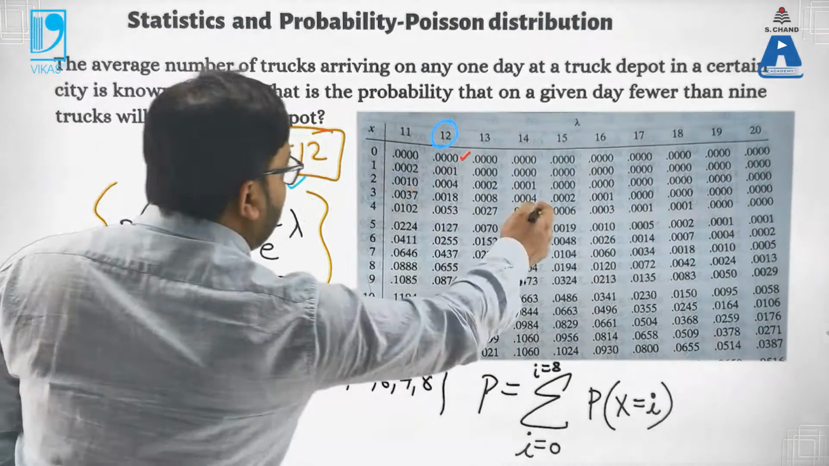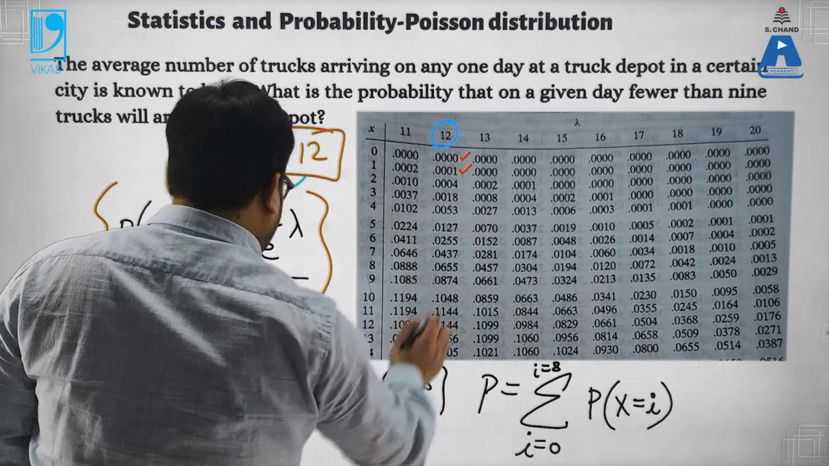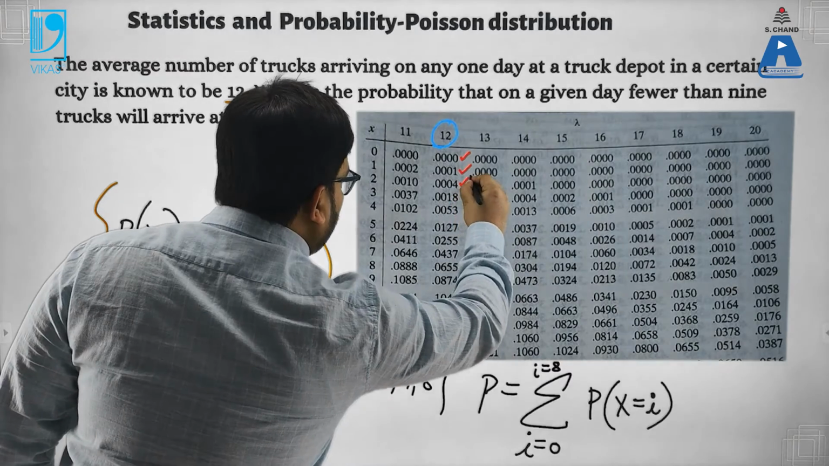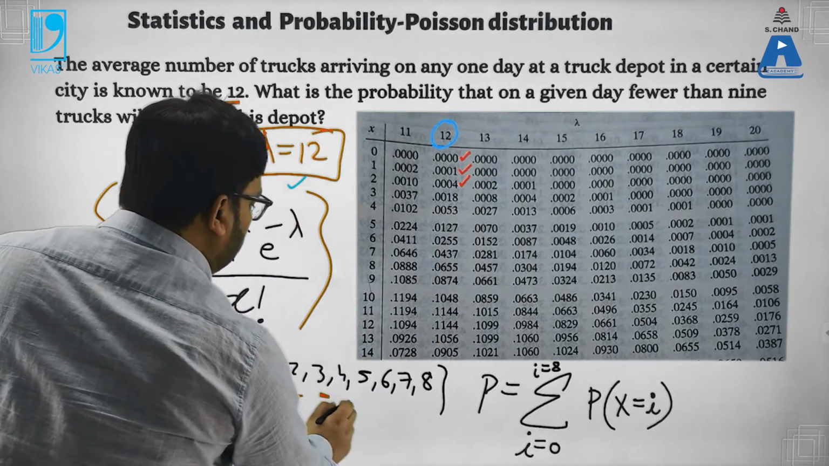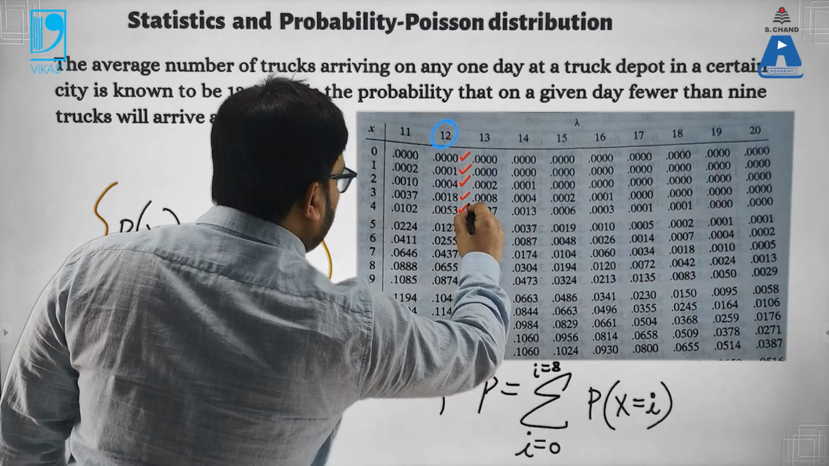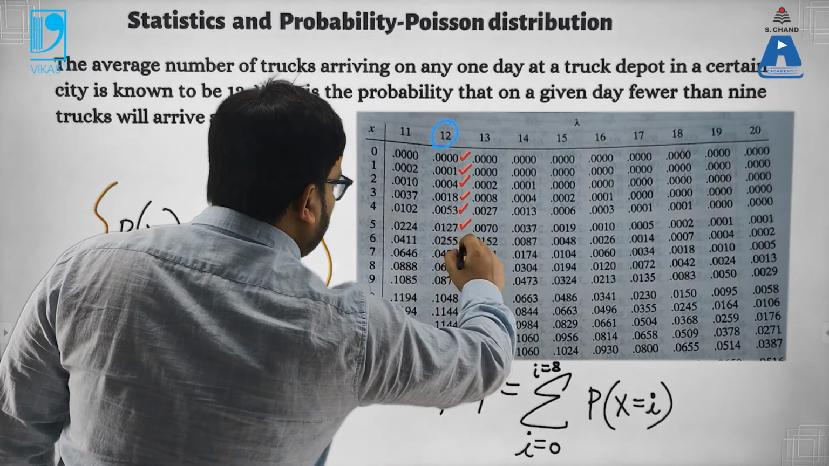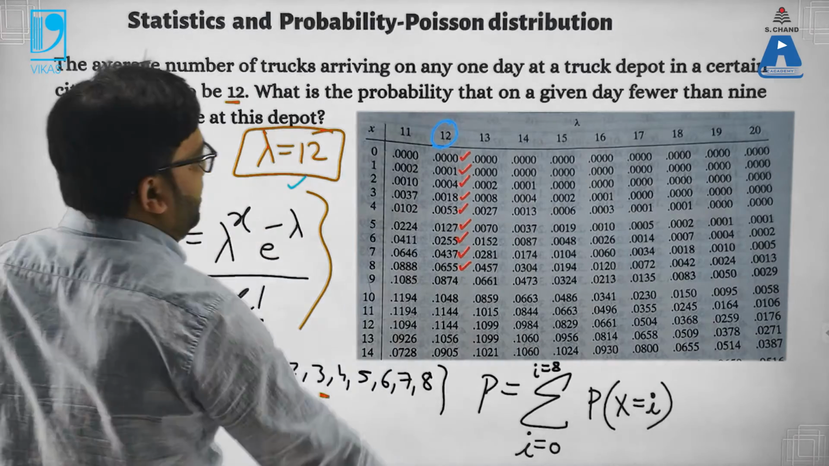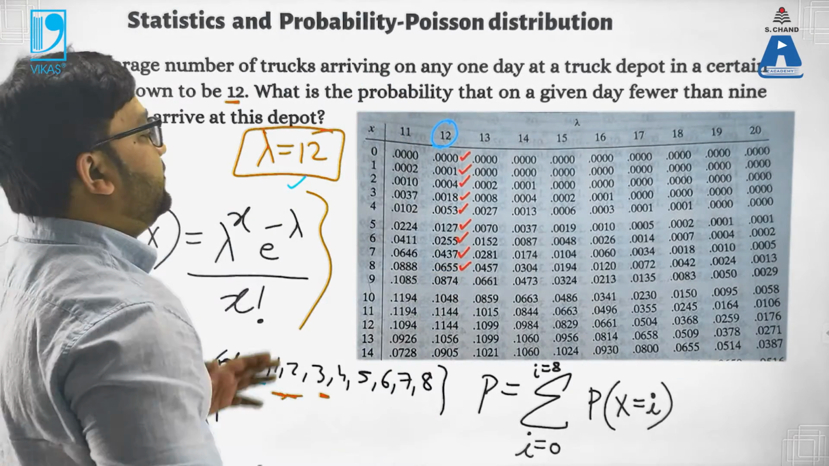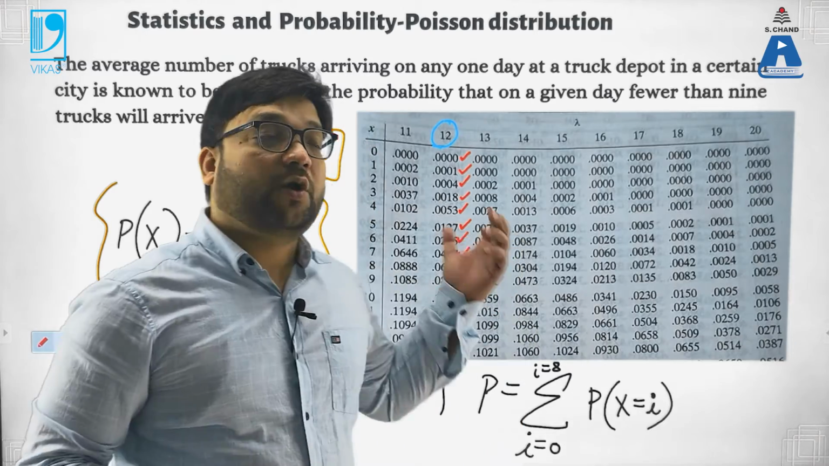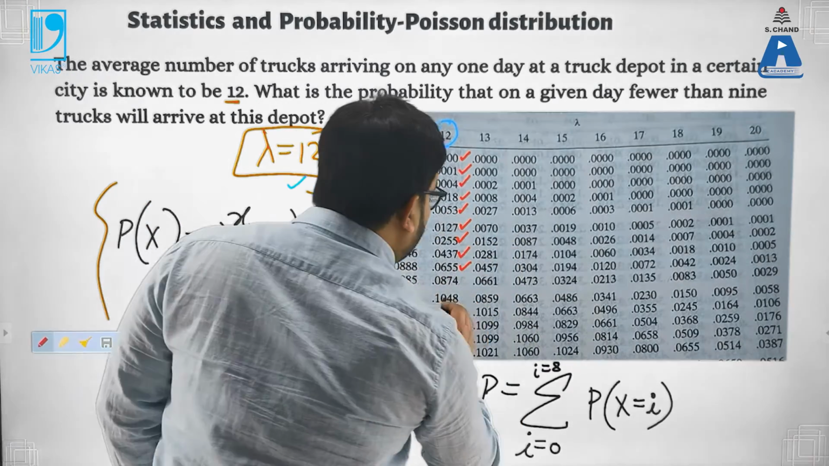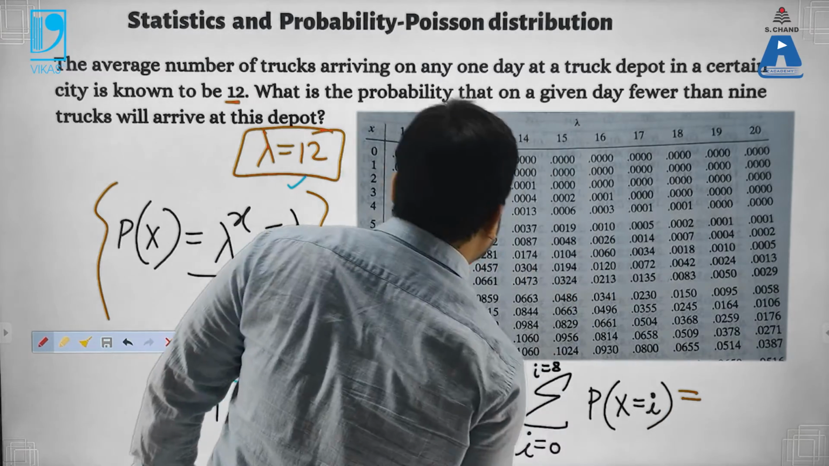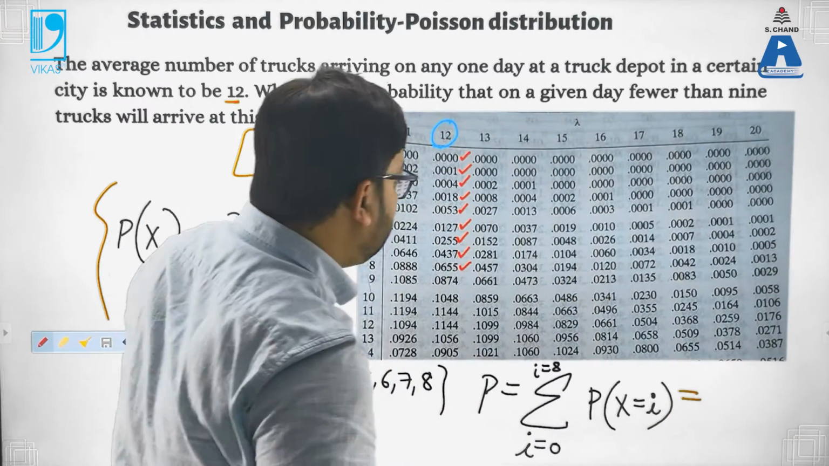The probability of one truck arriving is this, that is for x is equal to 1. Probability of two trucks arriving on a particular day is this, for 2. 3 is this, 4 is this, 5 trucks arriving this, 6 trucks, 7 trucks, 8 trucks. All these values are favorable. This is what I want. So basically I will sum all these numbers to get the probability that I need here.